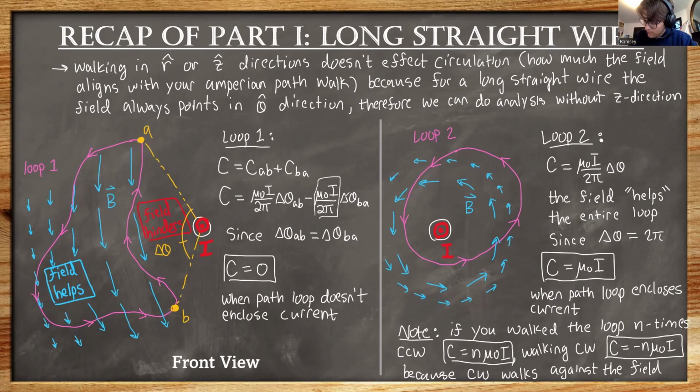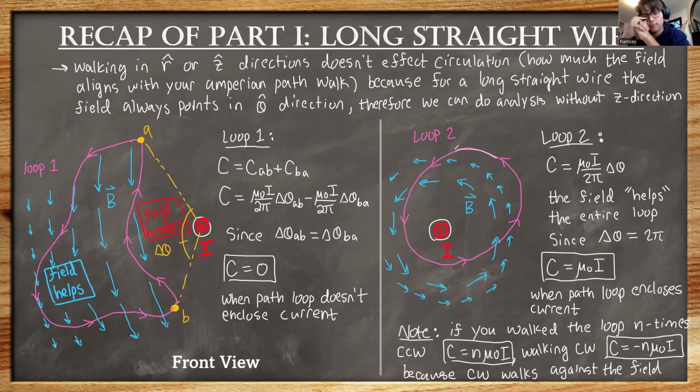Mu naught I over 2 pi times the change in angle as you go from B to A. And what do you know? For a closed loop path, delta theta from A to B is the same value as delta theta from B to A. So for that reason, in the case where the current does not thread the loop, we found a circulation was 0. And then for loop 2, when the current did thread our amp path, this time we didn't even have to break it up into 2 chunks, right?